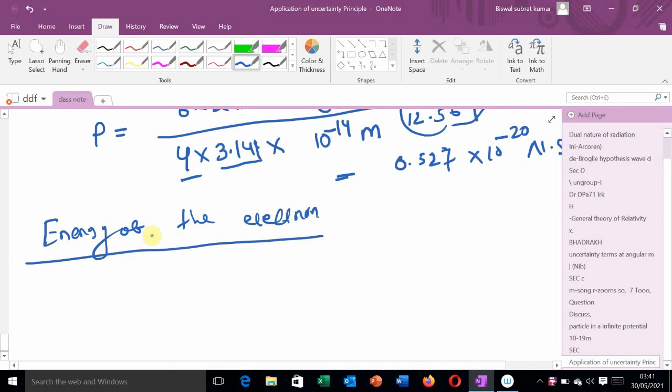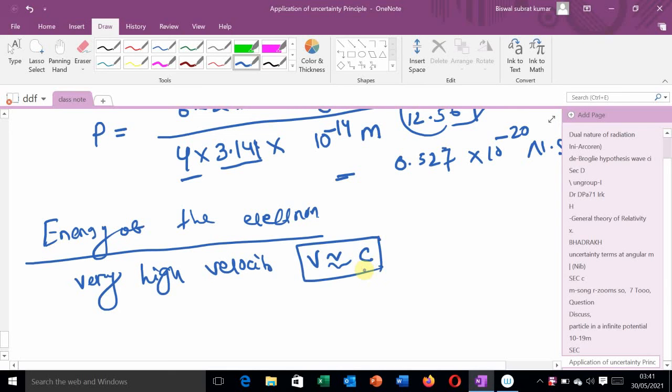So now, suppose the electron is inside the nucleus and it is coming out from the nucleus. That electron moves with very high velocity, approximately comparable to the velocity of light. So in that case you can use relativistic mechanics instead of non-relativistic mechanics.